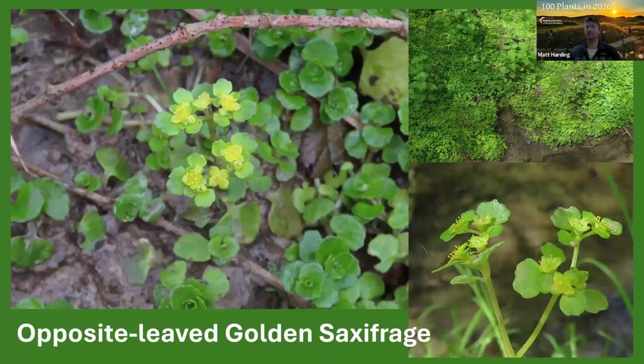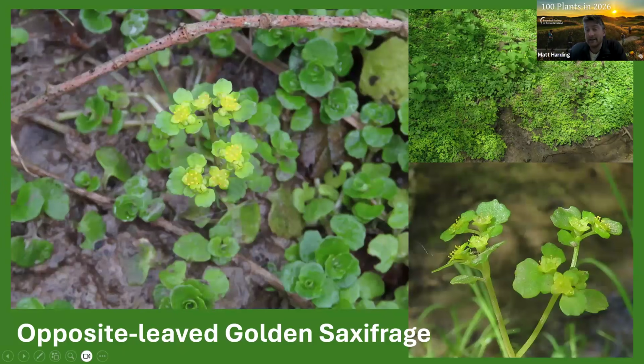And this, a much smaller plant this time, but with a long name, the opposite-leaved golden saxifrage. So it's a member of the saxifrage family, and it does have, going up the stem, these opposite leaves paired up. And of course, naturally, there is an alternate-leaved golden saxifrage to confuse it with, where the leaves are alternately spaced rather than opposite.